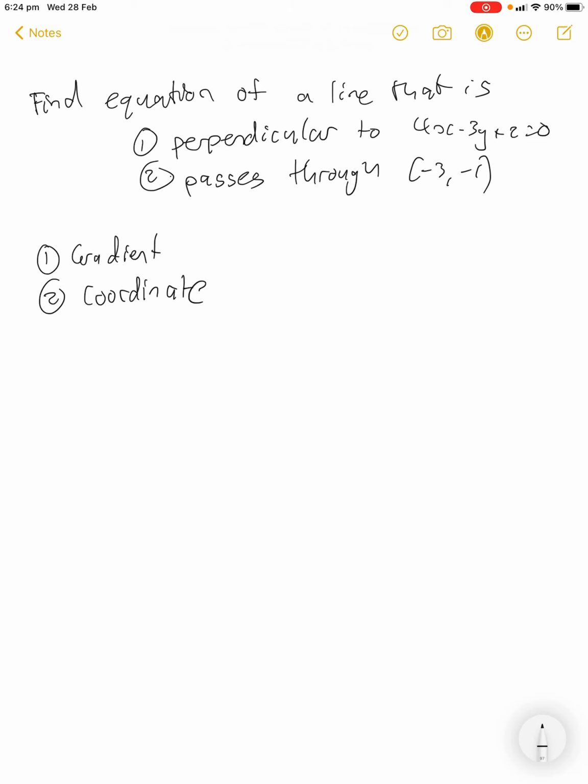We're actually in a good spot here because we have the coordinate. It passes through negative 3, negative 1. That is our coordinate, so that is done. We just need the gradient of the line. Now, the gradient in this case, it is perpendicular to 4x minus 3y plus 2 is equal to 0. So from that equation, we need to get the gradient essentially that is perpendicular to that. This is the line we are dealing with.